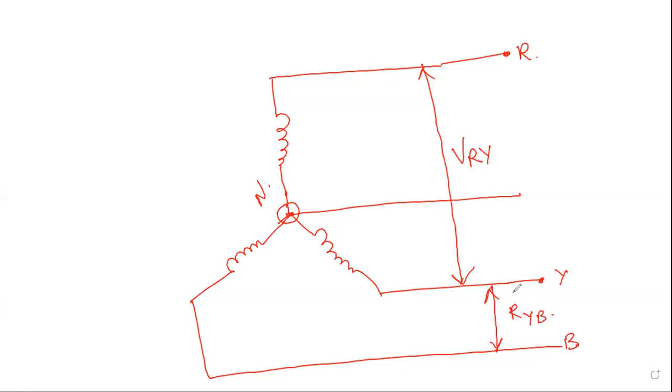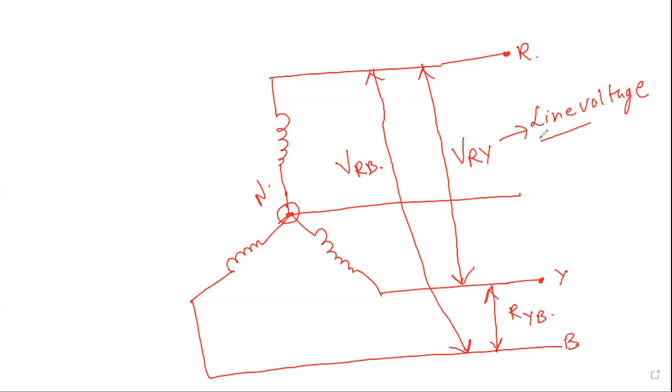So what is left now? There is one voltage between R and B also. So this voltage is VRB. Whatever is the voltage between them, that is nothing but your line voltage. So now what about the phase voltage? Suppose this is your R phase, this is your Y phase, and this is your B phase. Whatever is the voltage between your R and neutral.